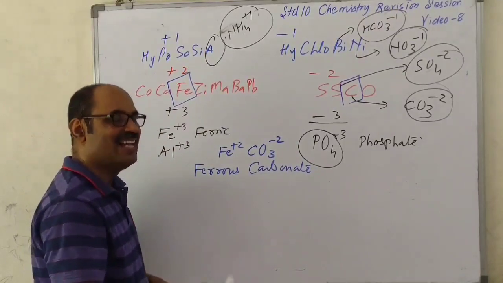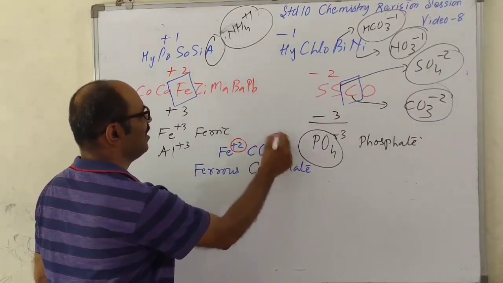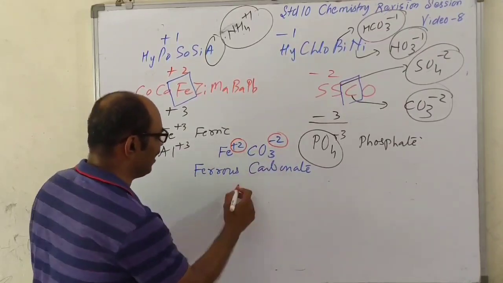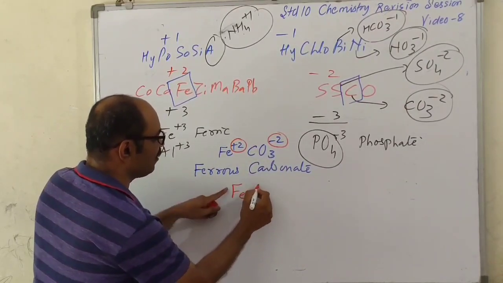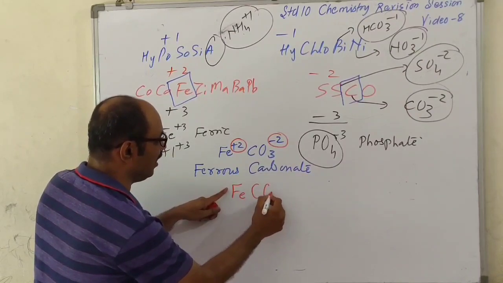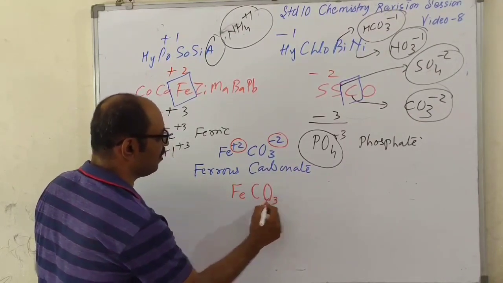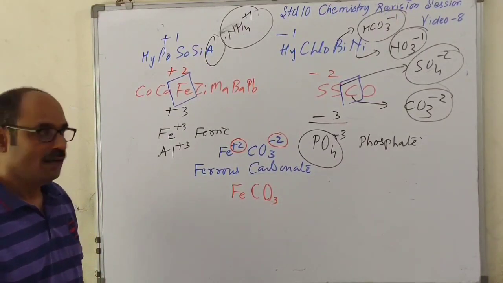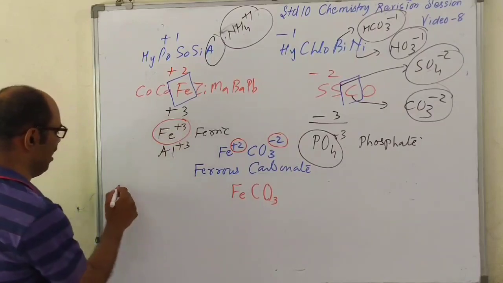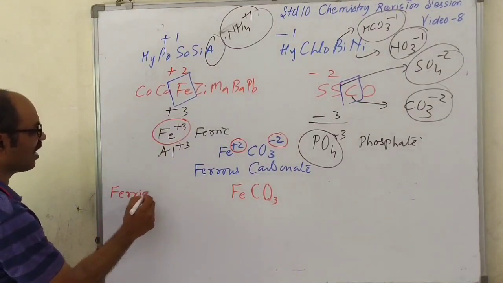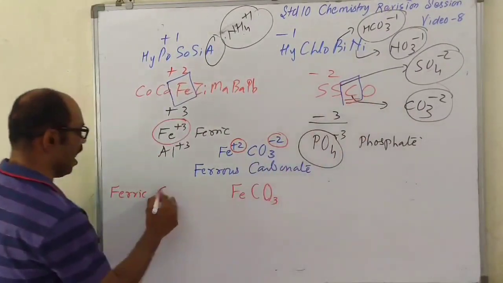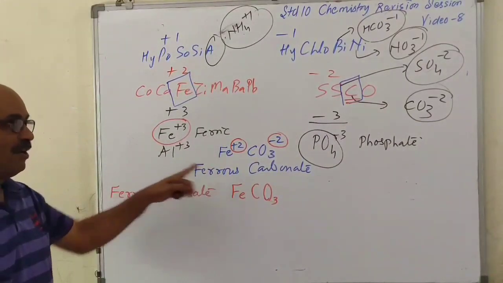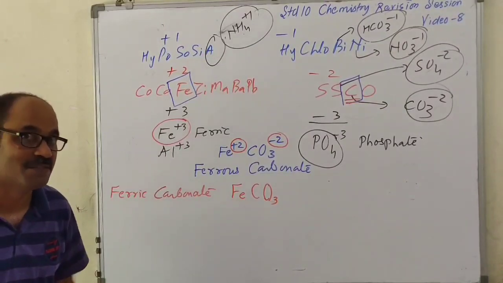Now look at the valencies, +2 and -2. Same, so you don't have to cross, just write directly. Fe, then C, then O, and 3. FeCO3. This is ferrous carbonate. Let me take ferric, all right, and the same carbonate. So now the name of the compound is ferric carbonate. Ferrous carbonate and ferric carbonate are 2 different chemical substances.